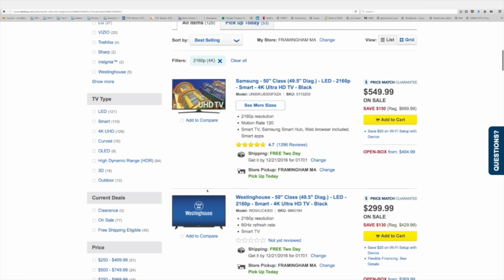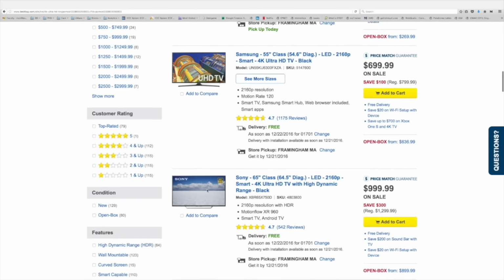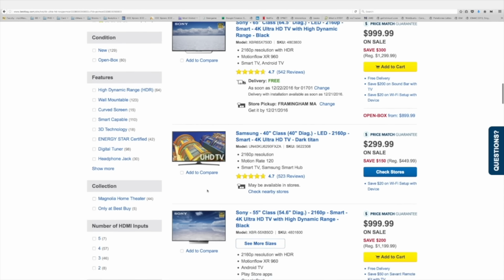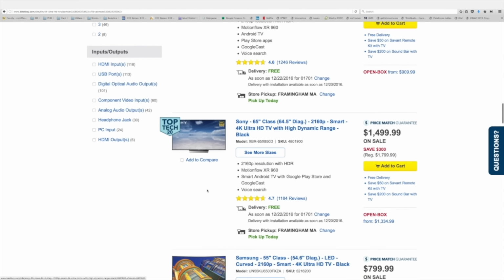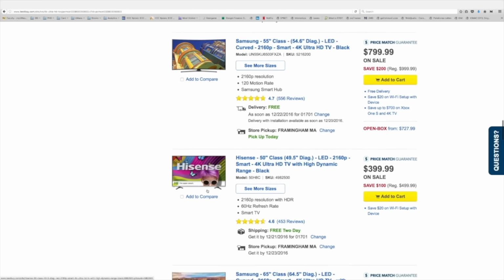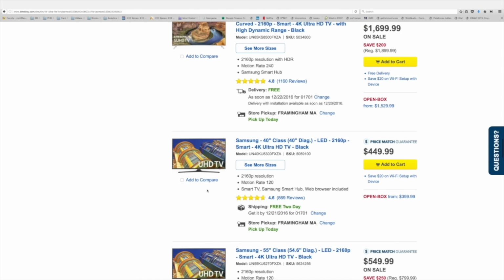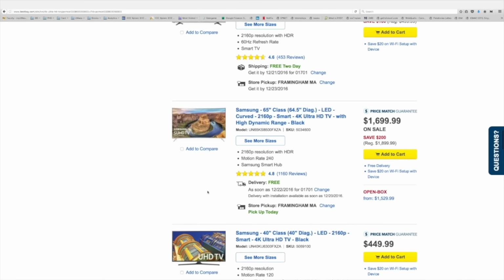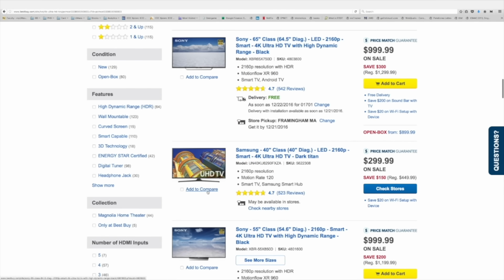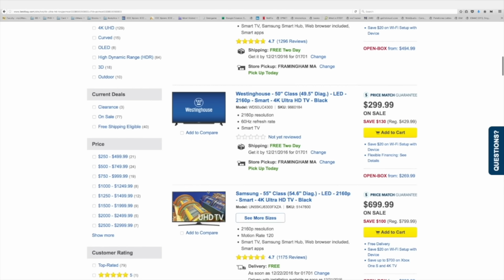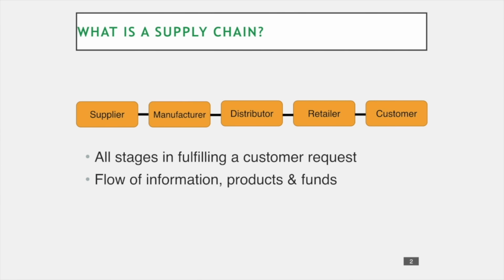So these TVs may be from various manufacturers like Samsung, you may have Sony, and so on, which are distributed through their distributors. And again, these companies like Samsung or Sony may have their own suppliers. Although in the picture above you see that we have supplier, manufacturer, distributor, retailer, and customer in just one line, but in reality they are more of a network.